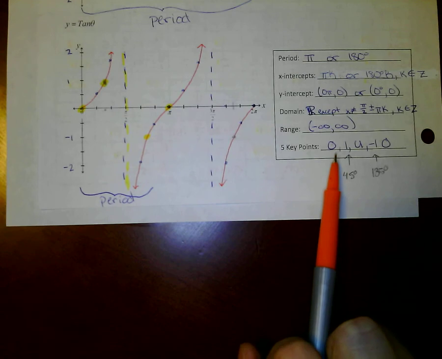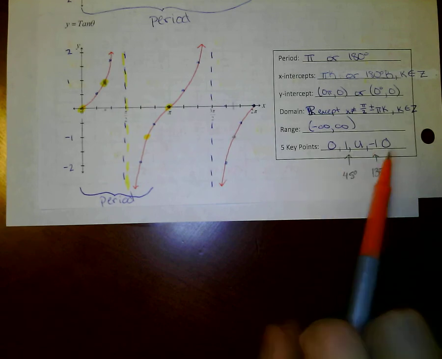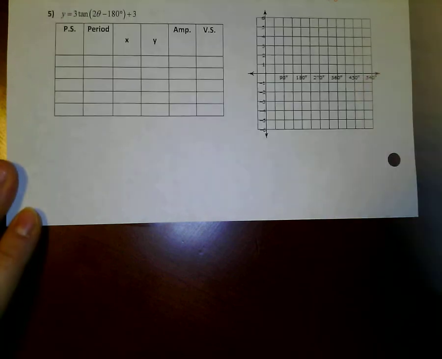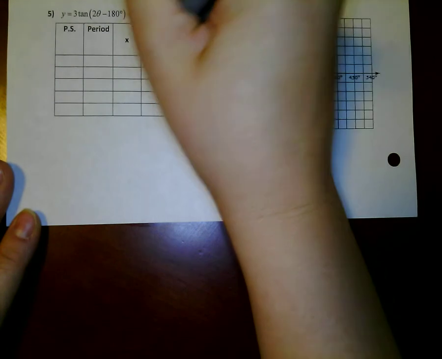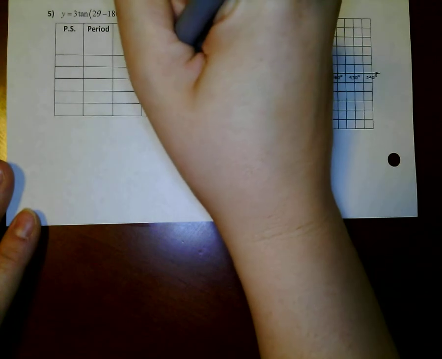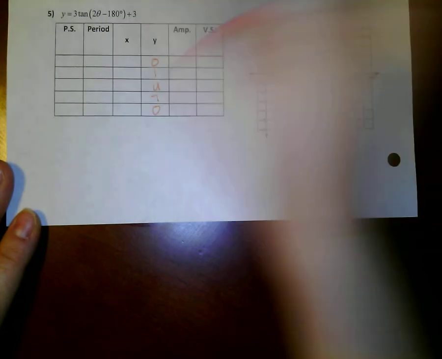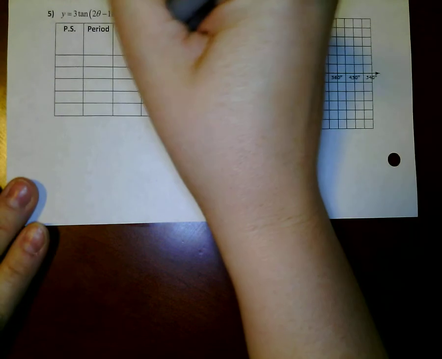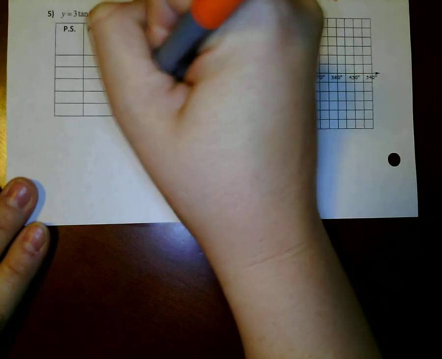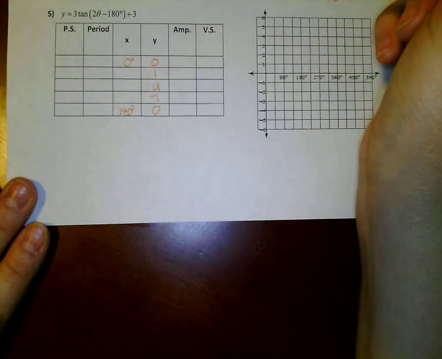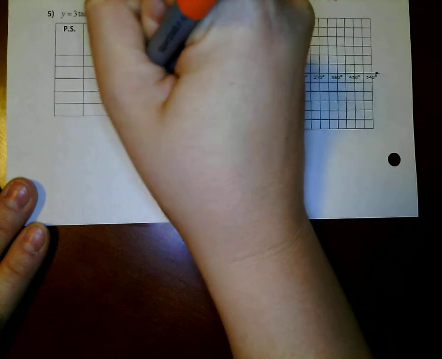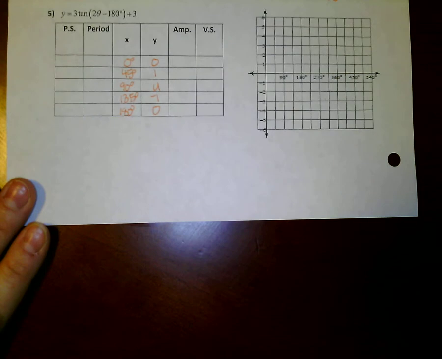5 key values are 0, 1, undefined, -1, and 0. So let's translate that over to our chart. 0, 1, undefined, -1, and 0. And that stretches from 0 degrees out to 180 degrees. So each stopping point would be 45-degree increments. Okay, so here are my parent function values of tangent.